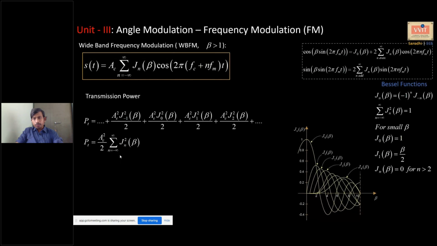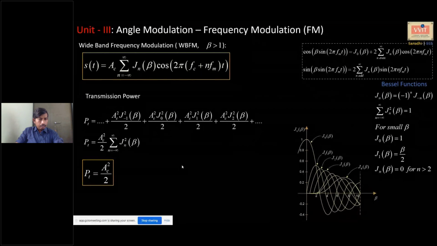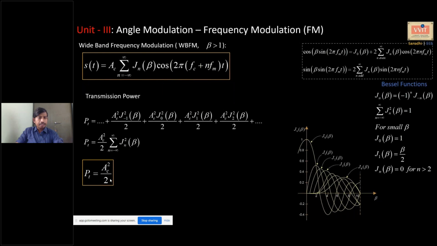Don't bother about this because we have a very important property. The Bessel functions satisfy that the sum of Jn square of beta equals 1. So what is the total power? The total transmission power required for the transmission of wideband FM is Ac square by 2.